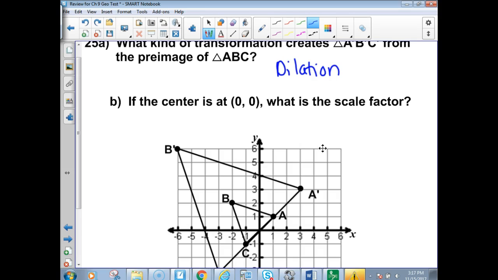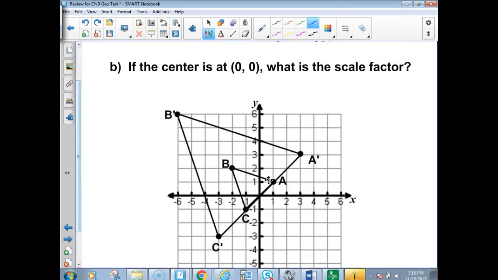How do you know? What'd you say? Did somebody already find it? What'd you say, Cadence? 3. How did you figure that out? You picked 2 points? Perfect. That is exactly what you should do.